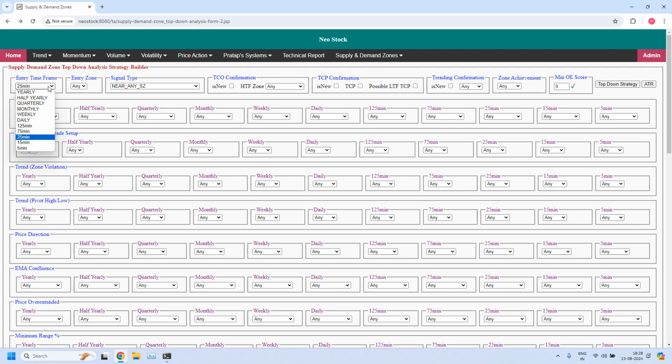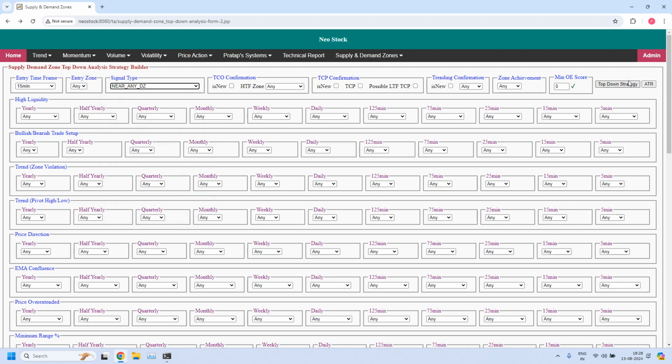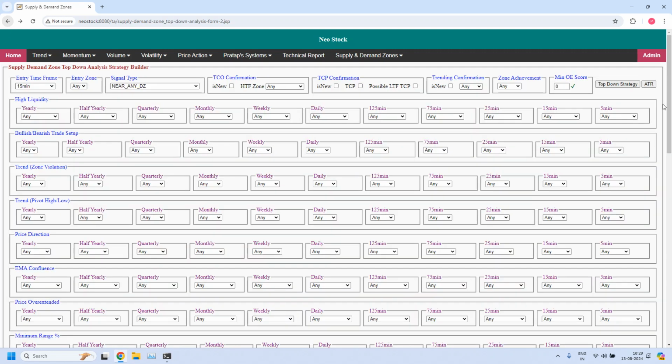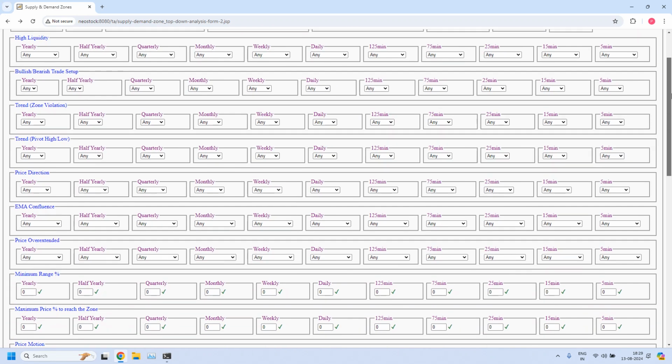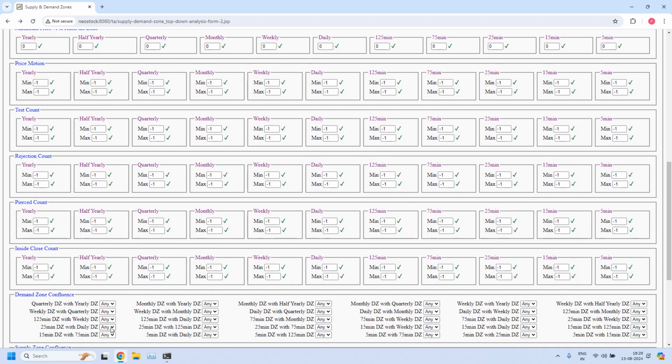And the next time frame is 15 minutes. Let us identify the stocks near 15 minutes demand zone. 7 stocks are filtered near to the 15 minutes demand zone. Let us look for zone confluence, any of the stocks having zone confluence, 15 minutes with ITF time frame. ITF is 75 minutes. So 15 minutes confluence with 75 minutes demand zone confluence. So we have demand zone confluence.